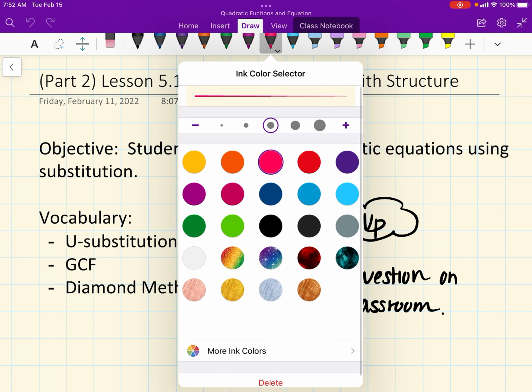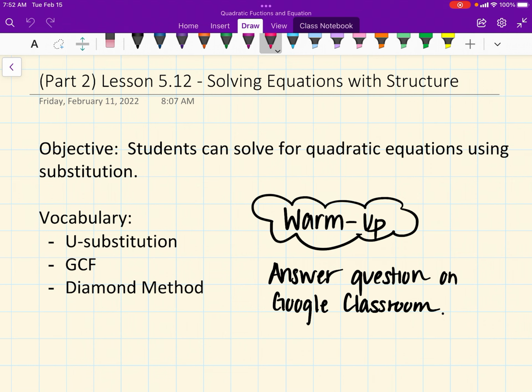All right, you guys, so we are doing part 2 of lesson 5.12. Once again, we are solving equations with structure. So there is going to be some substitution here, so let's go ahead and get started.